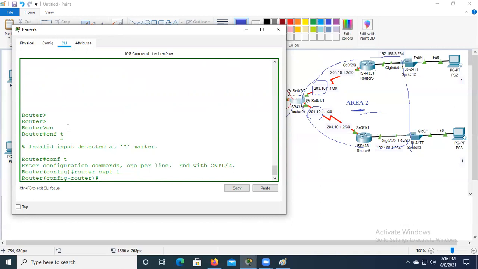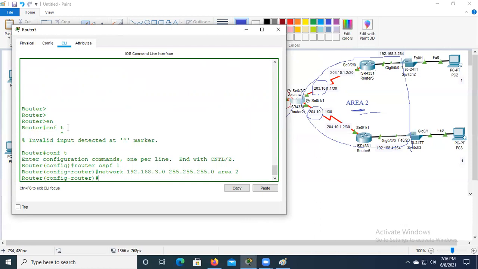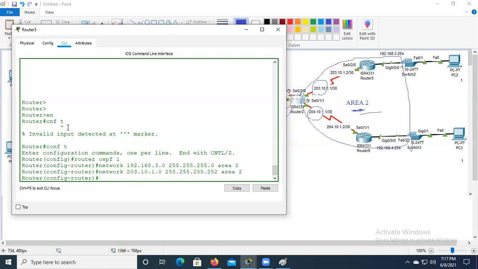That should be in area, yes, 2. I have to do network 192.168.3.0. Very good. 255.255.255.0, area 2. Another network, network 203.203.1.0, 255.255.255.252, area 2. That's it. Very nice.